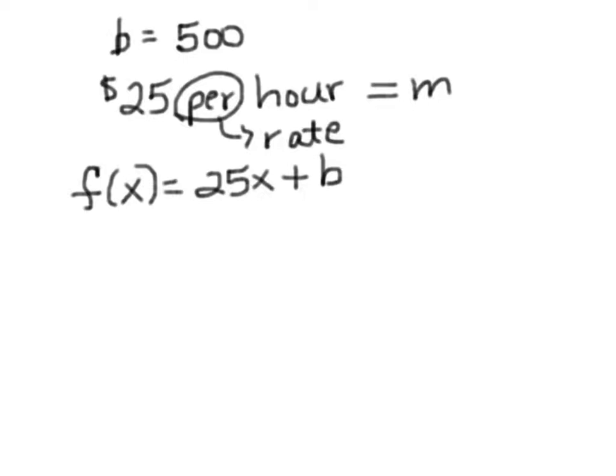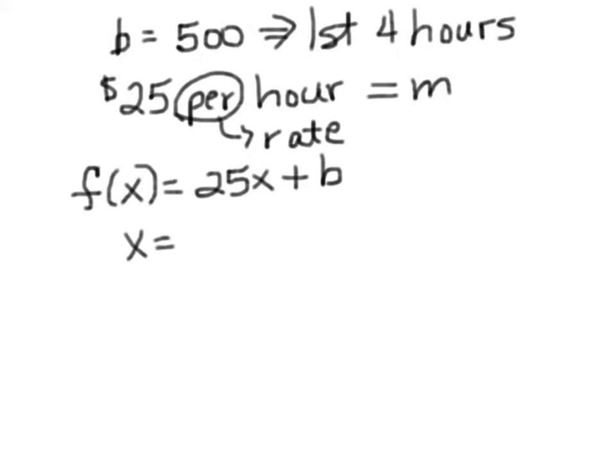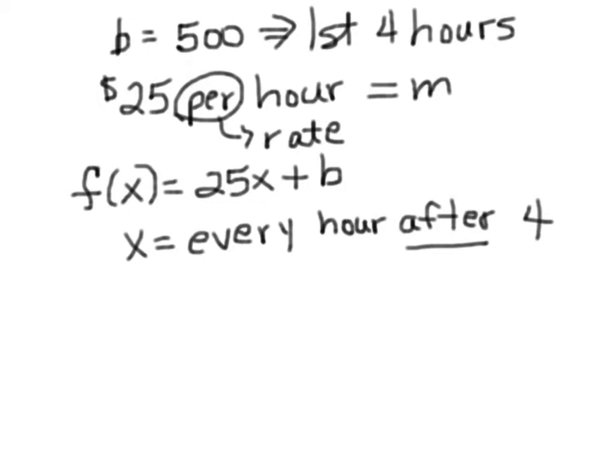Okay, so the question wants to know how much it would cost to rent the building for 7 hours. Well, the easy thing would be to just let x be 7. However, this 25 and the 500 are actually for the first 4 hours. x represents every hour after 4. So x is 7 minus 4, so x is 3, and that's what we plug in.